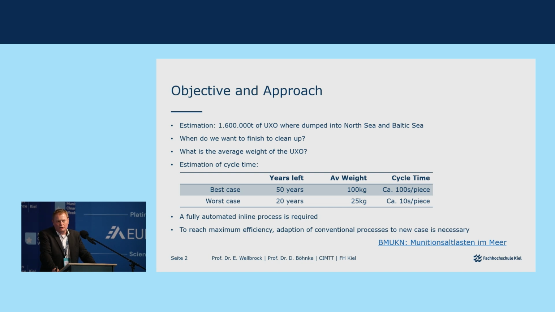And my question is, what is the average weight of these bombs? In the best case, we've got a cycle time of 100 seconds per piece. In the worst case, we've got a cycle time of 10 seconds per piece. So what does it mean? We need fully automated inline processes, and we have to adapt conventional processes to the new requirements.